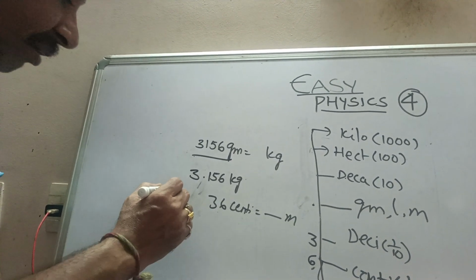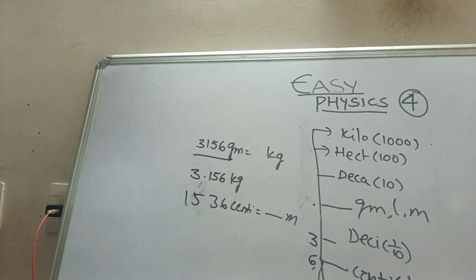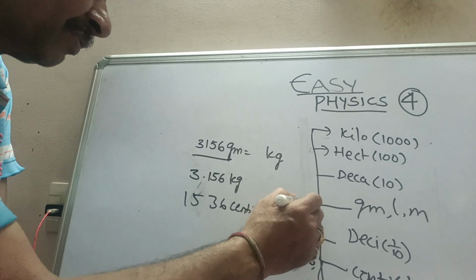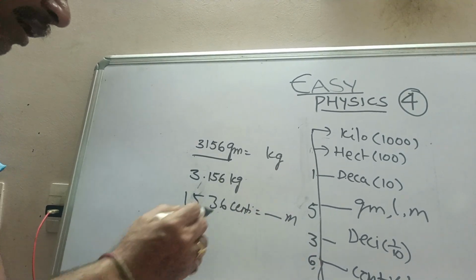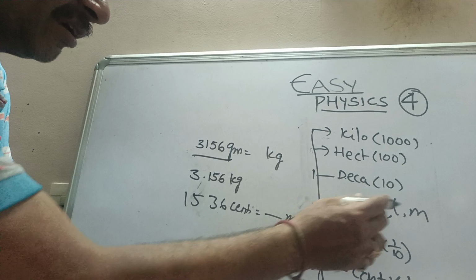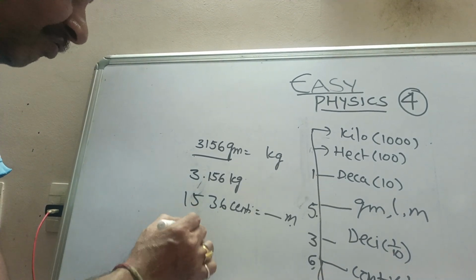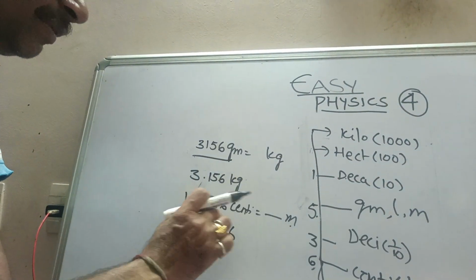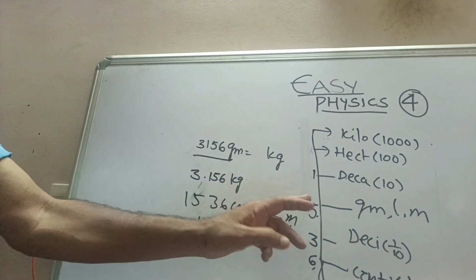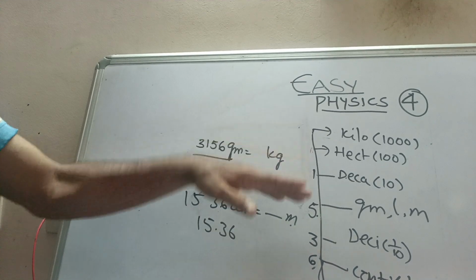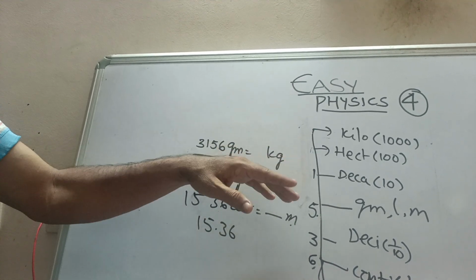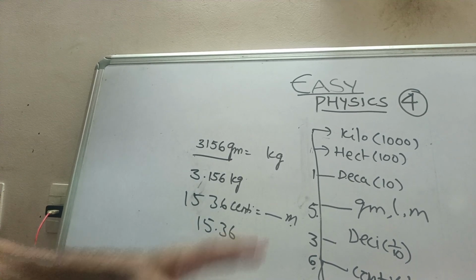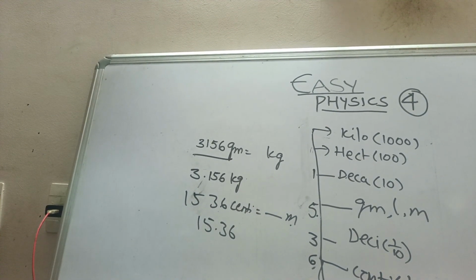If 1536 centimeters has to be converted into meters, so 1536 means 5 and 1 you have to keep at the meters, then the decimal. So it is 15.36. So where you keep the decimal is very important. If the numbers are there in the higher places, then you have to keep the decimal only after those numbers. Then only the value will be accurate. Thank you.